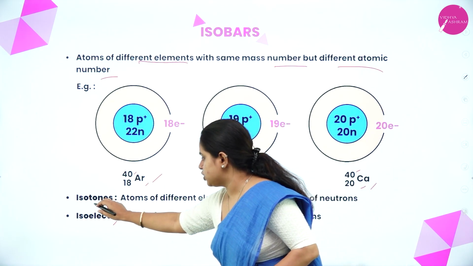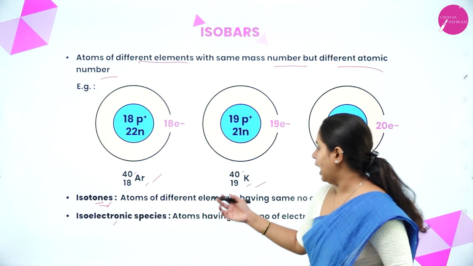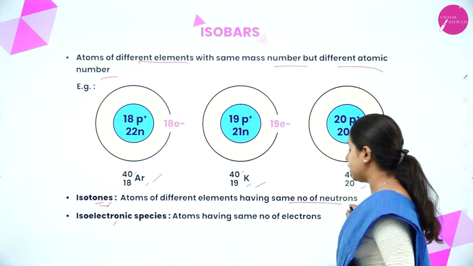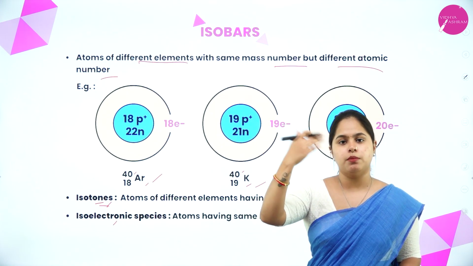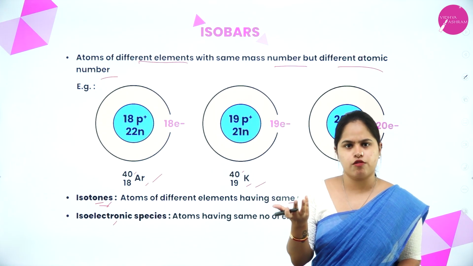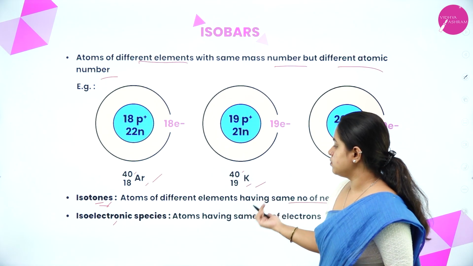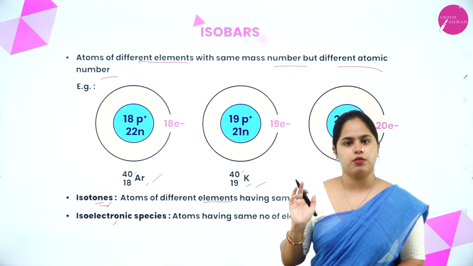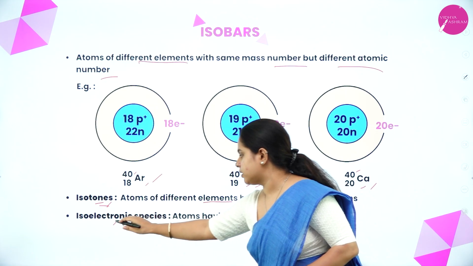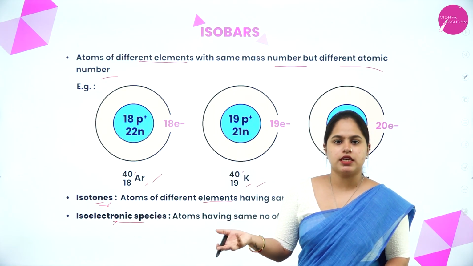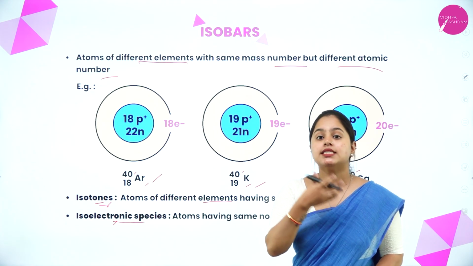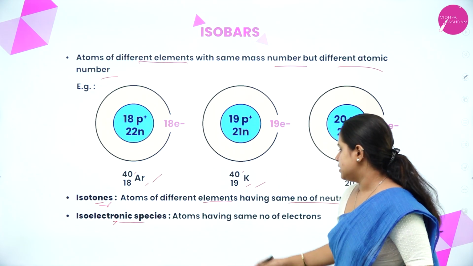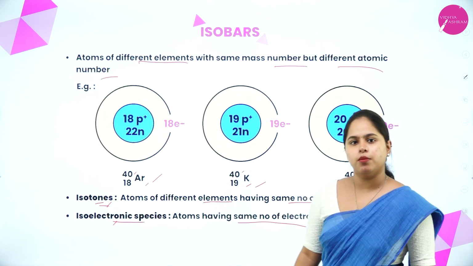So what is isotones? They are atoms of different elements having the same number of neutrons. When you subtract your atomic number from your mass number, you get the number of neutrons. So they are atoms of different elements which will have the same number of neutrons. And what is isoelectronic species? As you can see from the name, iso means same, so isoelectronic species will have the same number of electrons, right? They are atoms having the same number of electrons.